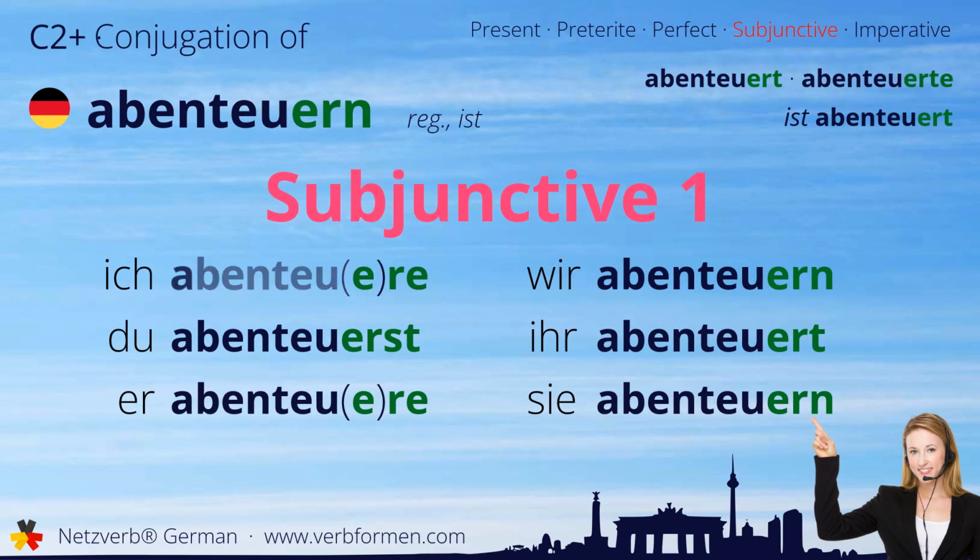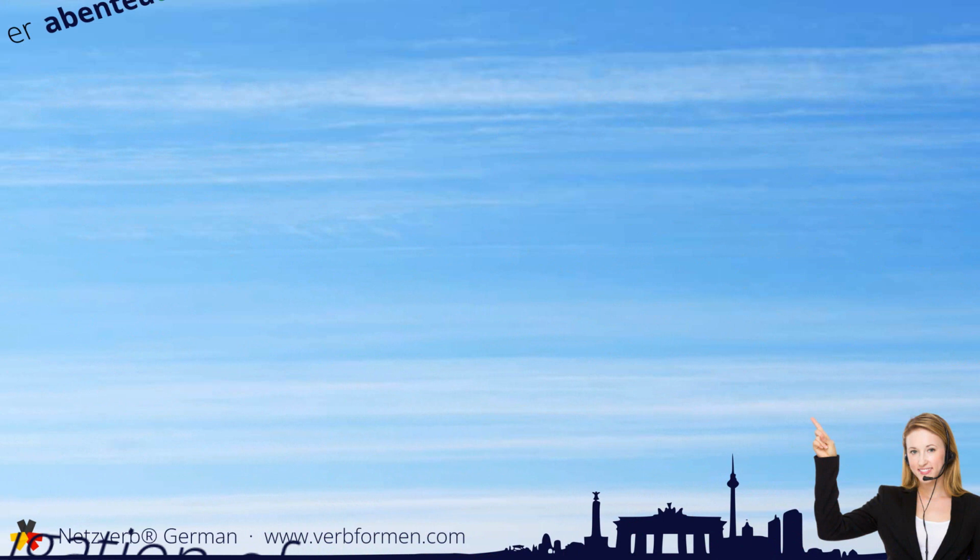Ich abenteuere. Du abenteuerst. Abenteuere. Wir abenteuern. Ihr abenteuert. Sie abenteuern. Now we move on to the subjunctive two.